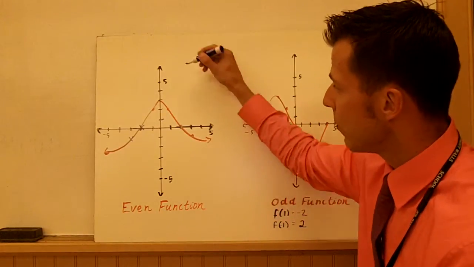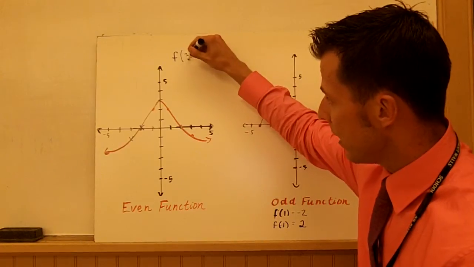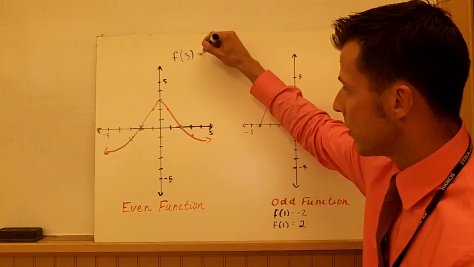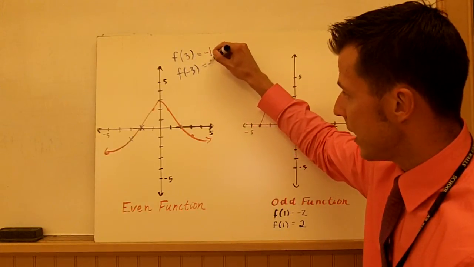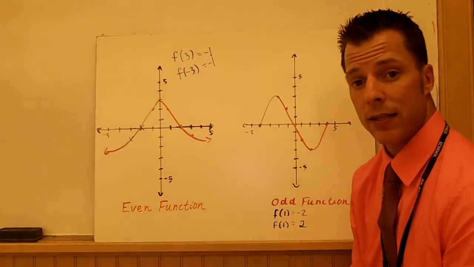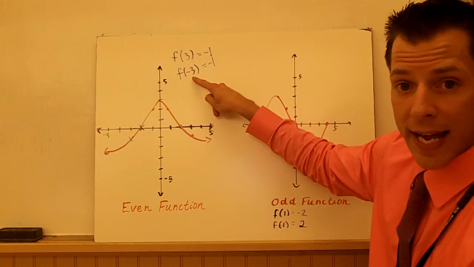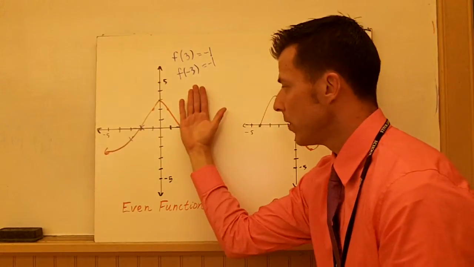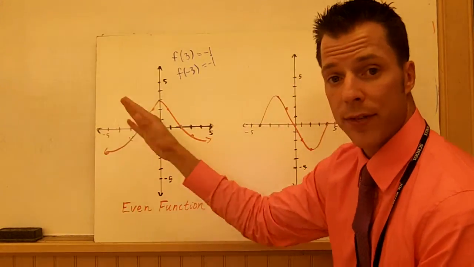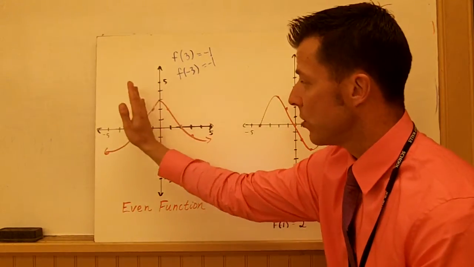So that's the idea. We're showing that f of 3 equals negative 1, and we're also showing that f of negative 3 equals negative 1. That's the idea. f of x and f of negative x are the same, and it's the same throughout. And the idea is if you folded this graph over the y-axis, the graph would lie on top of itself. That's a way you can check too for symmetry.